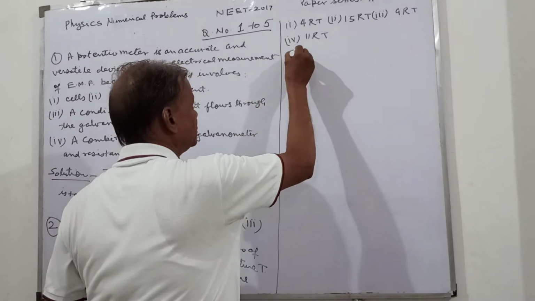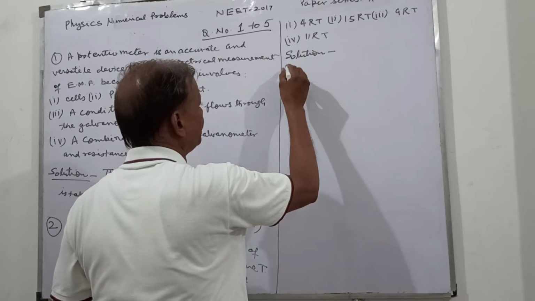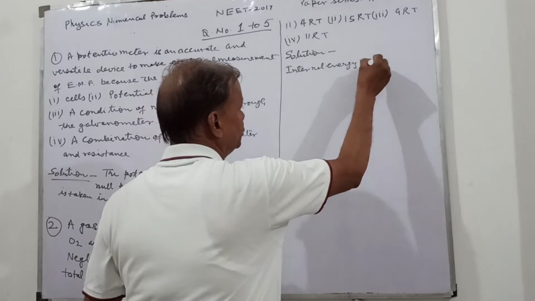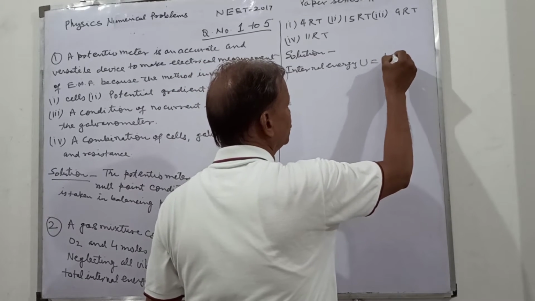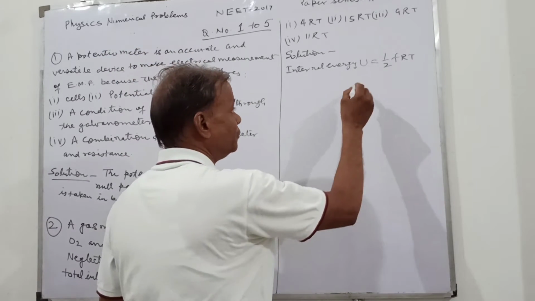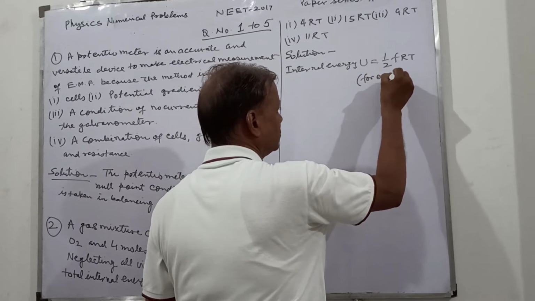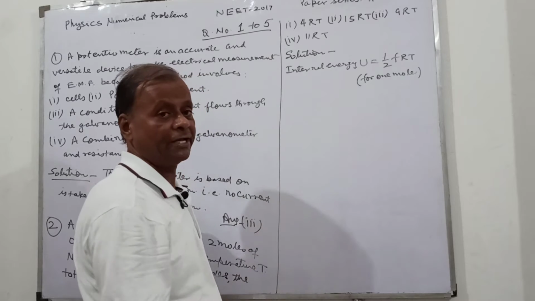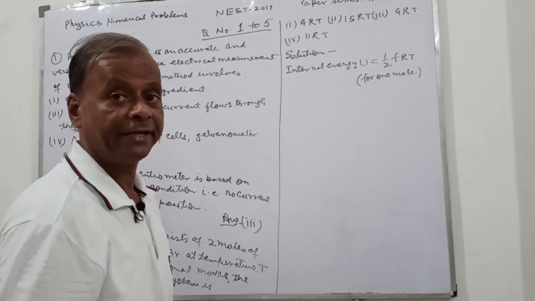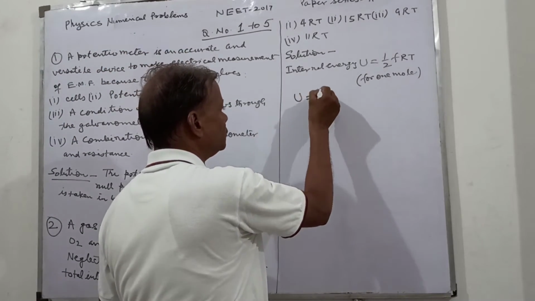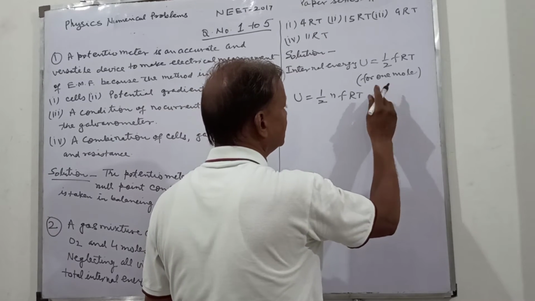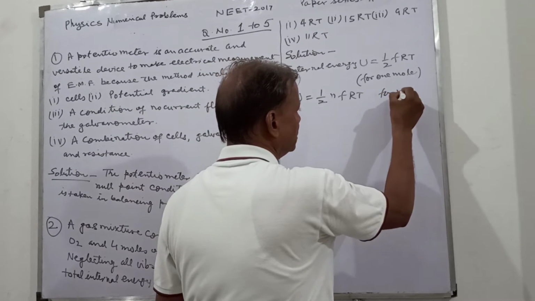So now the solution. Internal energy U is equal to 1 by 2 FRT, this is for 1 mole. This formula has been derived on the basis of 1 mole. If we have n moles, then we have to multiply it by n. So U equal to 1 by 2 n FRT for n moles.